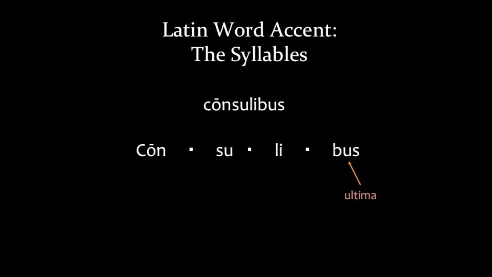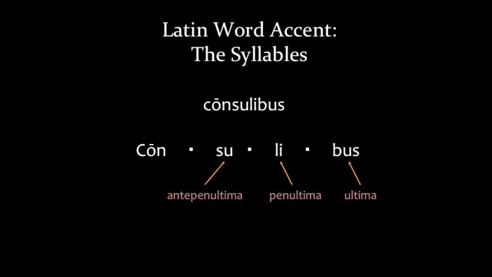Now let's work from the back, okay? The last syllable is called the ultima syllaba, or more simply, ultima. It means the last, just like our English word ultimate means the last. Moving back one, you'll see that we have li, which is the penultima syllaba, or the penultima for short. The third from the end has the technical name of antepenultima syllaba, or simply antepenultima, which means third from the end. So ultima, bus, penultima, li, and antepenultima, su.